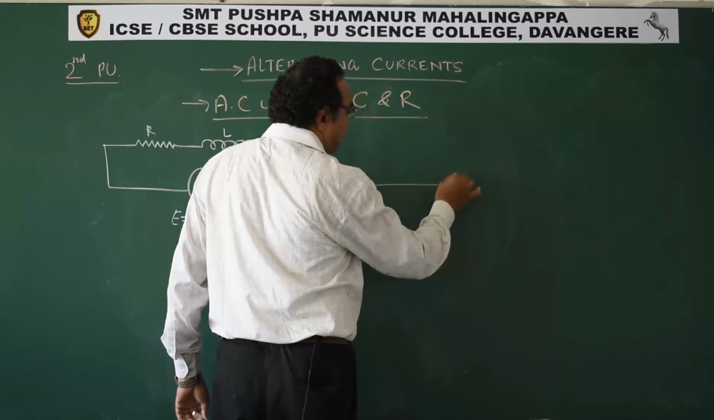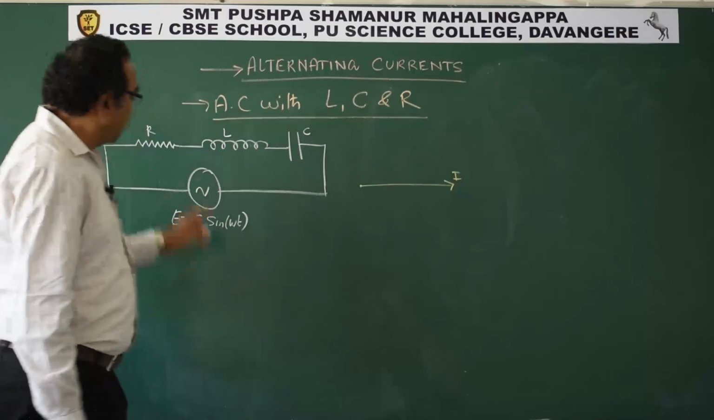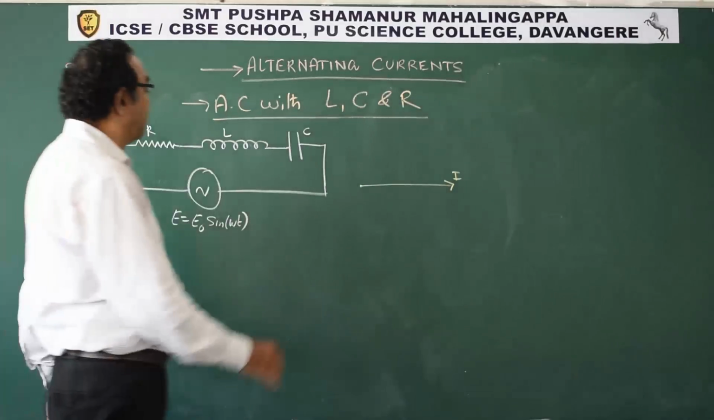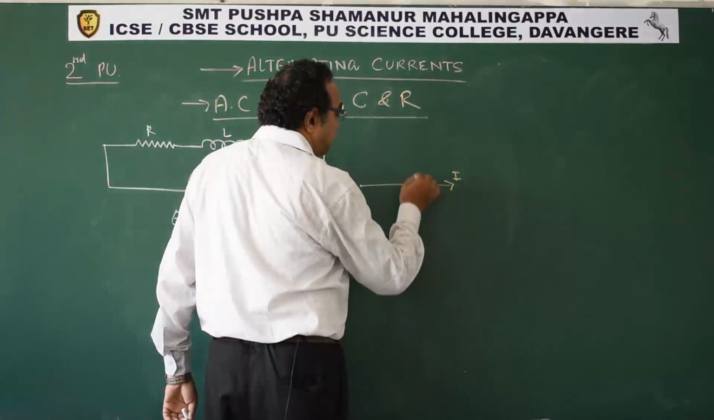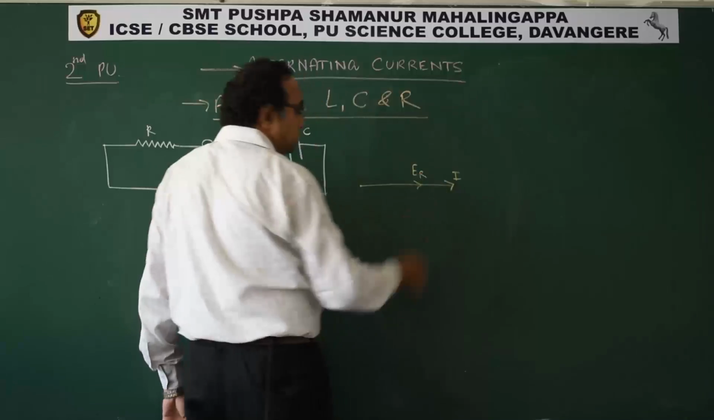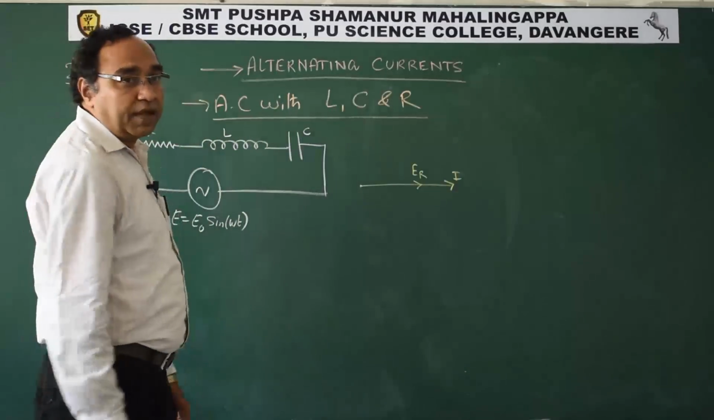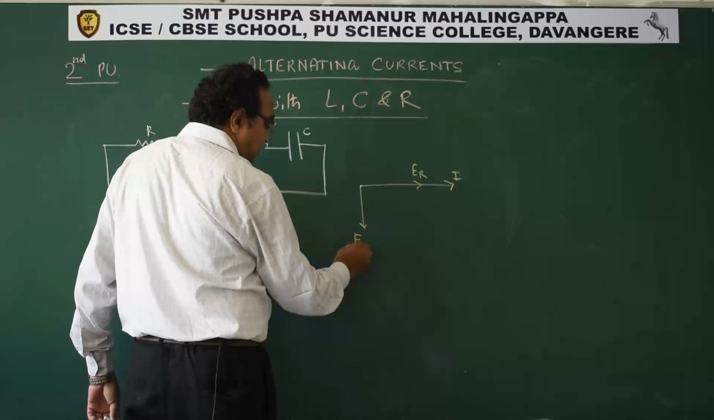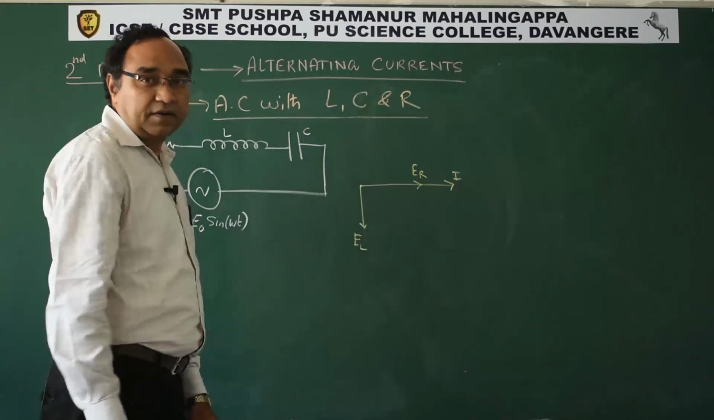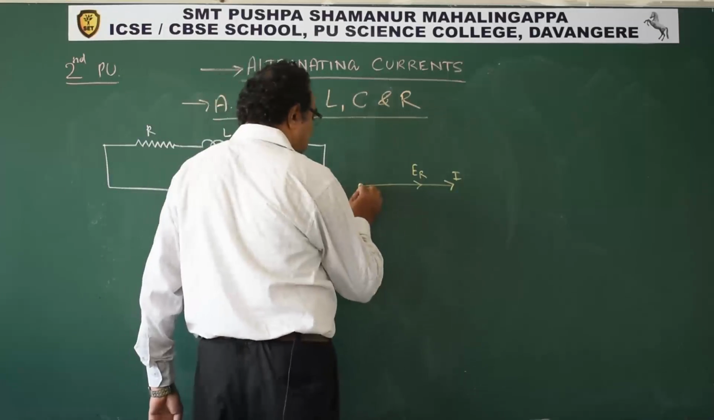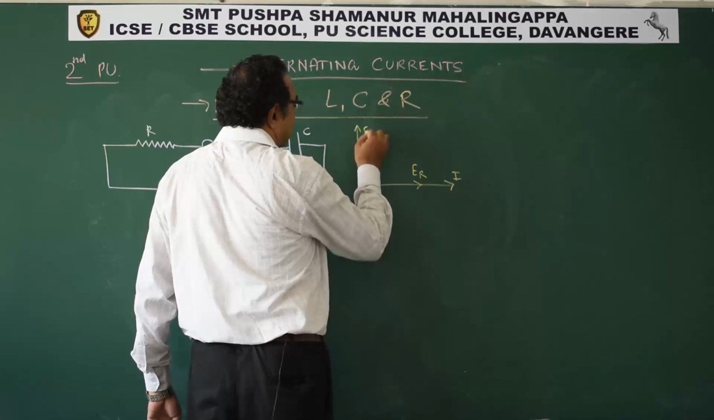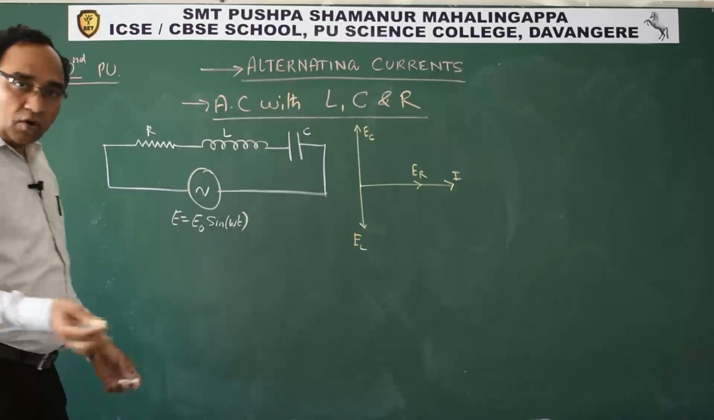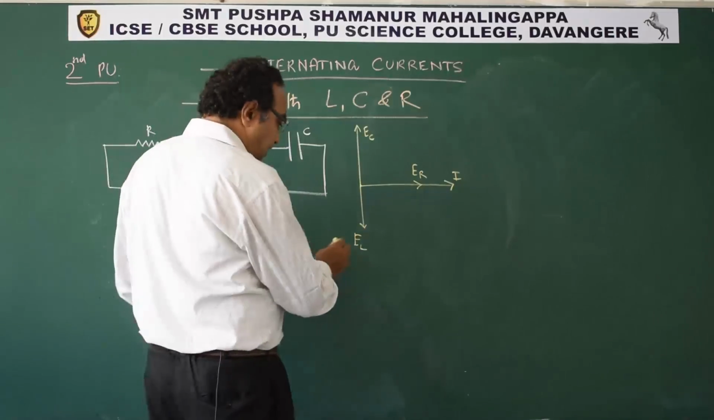See, this is the direction for current. In case of R, what is the direction of potential drop across R? Same phase, so ER. What will be there for inductor? It is EL. And what will be there for capacitor? We have it like this. You can also show it the other way.